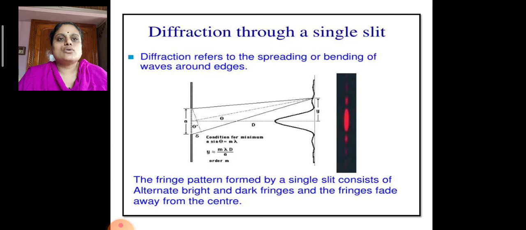Now let us discuss about diffraction through a single slit. In the case of Young's double slit experiment, if the separation between the slits is removed, we will get a diffraction pattern. Diffraction is also an example of interference of light waves. Diffraction refers to the spreading or bending of waves around the edges. The fringe pattern formed by a single slit consists of alternate dark and bright fringes, and the fringes fade away from the center.